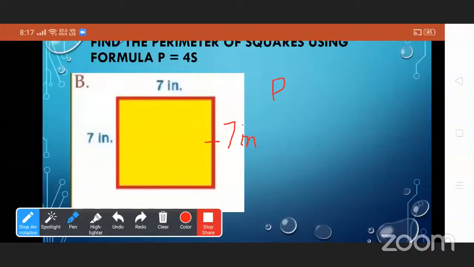P is equal to 4s. S means we will multiply the side by 4. So 4 into 7 is equal to 28 inches. So by applying this formula, we get the perimeter.